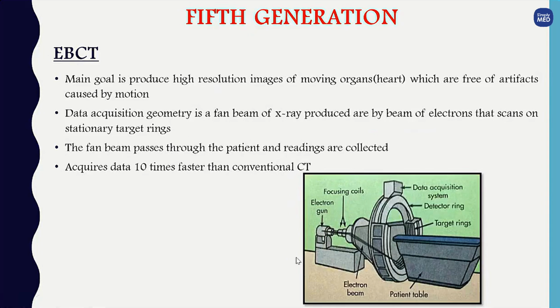So inside this you have an electron gun. This electron gun will produce electrons, which with the help of a focusing coil will be focused. So you have the electron beam, which will come and strike the target ring. The target ring is made up of tungsten. When the electron beam hits the target ring, which is made up of tungsten, X-rays will be produced. That X-ray will pass through the patient and be detected by the detector ring.